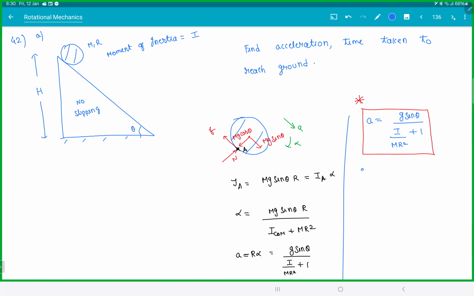What is the time taken? That is easy. S is equal to ut plus half at square, and S is h by sine theta. With the acceleration, half at square, from here get the time also. Check. Easy.